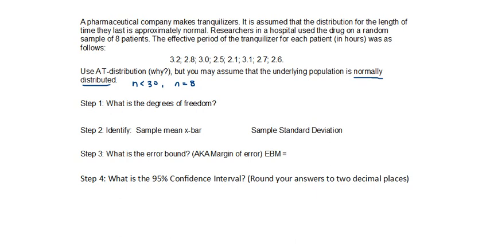Well, what about degrees of freedom? Degrees of freedom is found by taking the sample size and subtracting 1. So in this case, our degrees of freedom, no surprise, is going to be 8 minus 1, which is to say 7. So that's what we'll enter.